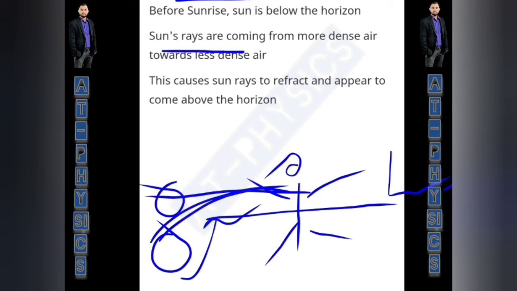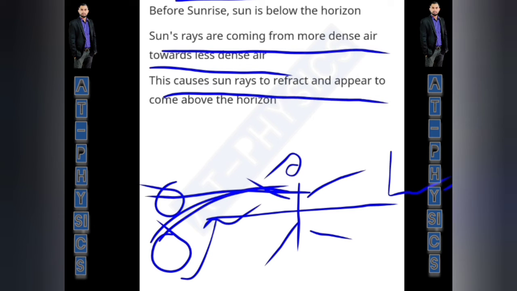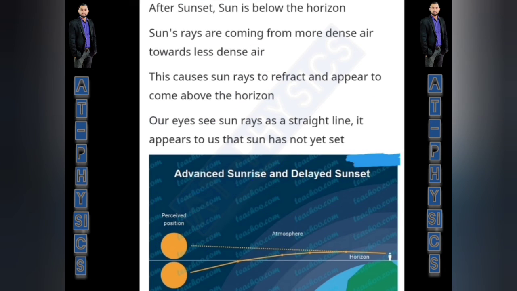The sun's rays are coming from the denser medium towards the less dense medium. This causes the sun's rays to refract and appear to come from above the horizon. So that is why there is an advanced sunrise.